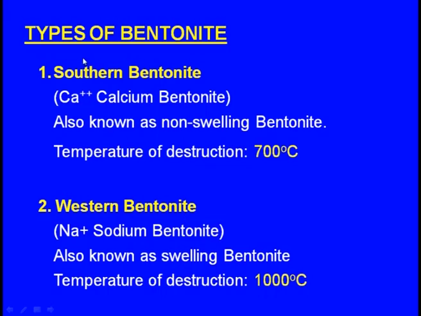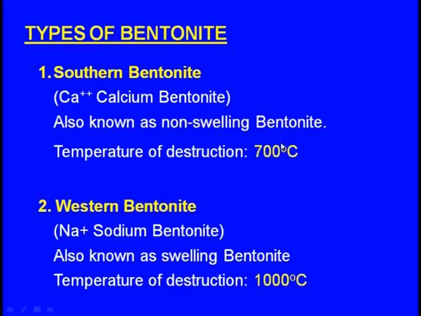These are the types of bentonite. One is the southern bentonite and another one is the western bentonite. Southern bentonite is also known as calcium bentonite. It is also known as non-swelling bentonite, and its temperature of destruction is 700 degrees centigrade. Coming to the western bentonite, it is also known as sodium bentonite, and also known as swelling bentonite, and its temperature of destruction is 1000 degrees centigrade.